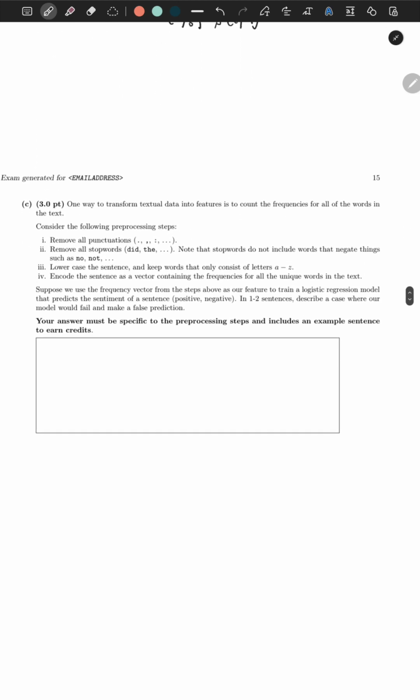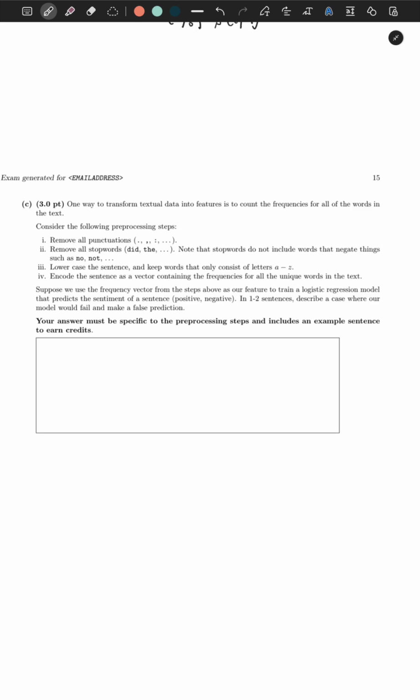Okay, moving on to part C. One way to transform textual data into features is to count the frequencies for all of the words in the text. Consider the following pre-processing steps. So one is to remove all punctuations, then remove all stop words, and note that stop words do not include words that negate things such as no or not. Lowercase the sentence and keep words that only consist of letters A through Z, and encode the sentence as a vector containing the frequencies of all the unique words in the text. Suppose we use the frequency vector from the steps above as our feature to train a logistic regression model that predicts the sentiment of a sentence, so either positive sentiment or negative sentiment. In 1 to 2 sentences, describe a case where our model would fail and make a false prediction.